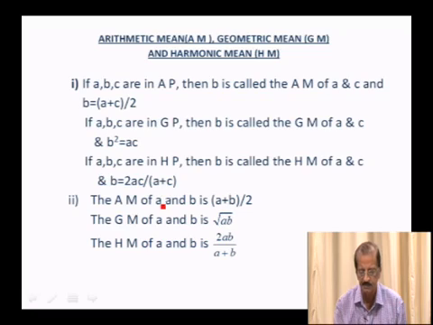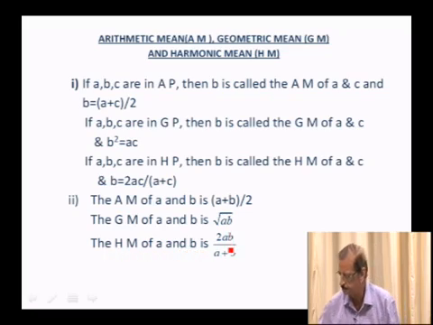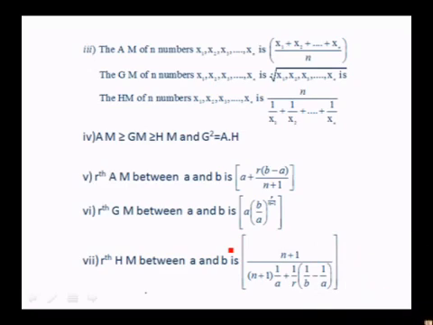The arithmetic mean of A and B is A plus B by 2. The geometric mean of A and B is root AB. The harmonic mean of A and B is 2AB over A plus B. If you consider the arithmetic mean of n numbers x1, x2, etc., xn, it is x1 plus x2 plus etc., xn over n. Similarly, the geometric mean is the nth root of x1 into x2, etc., xn, and the harmonic mean is n over 1 over x1 plus 1 over x2 plus etc., 1 over xn.